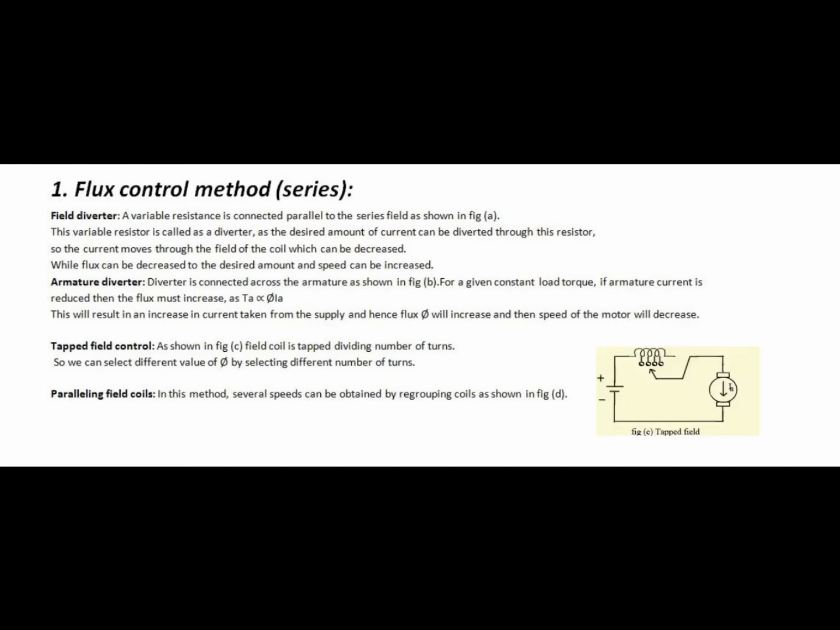Third, tapped field control. As shown in figure C, the field coil is tapped, dividing the number of turns, so we can select different values of phi by selecting different numbers of turns. Fourth, paralleling field coils. In this method, several speeds can be obtained by regrouping coils as shown in figure D.